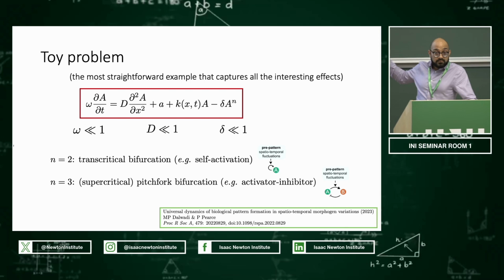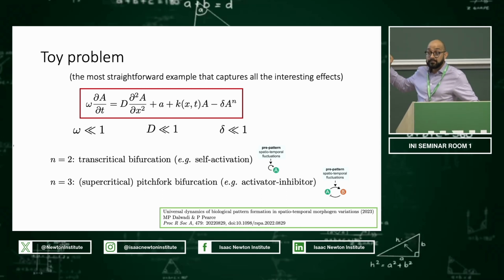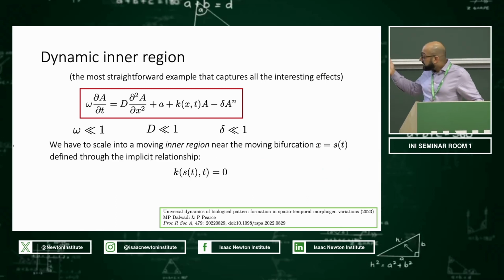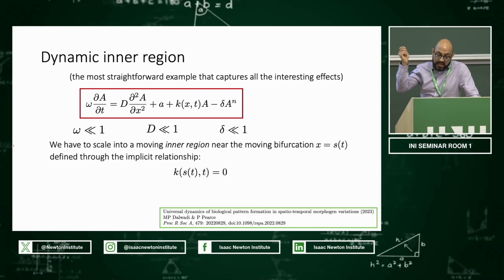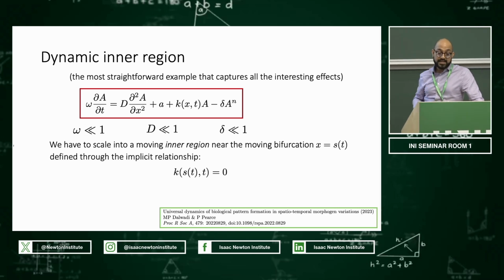But the key thing from what I'm about to do is that the universality of bifurcation means that any reaction diffusion pattern forming system that shares the same bifurcation type as this system, which is pitchfork or transcritical, will have the same robustness properties as we're going to learn from this system. And the way to derive these is to scale into this dynamic inner region around the moving bifurcation, essentially around the transition in solution behavior. And here the moving position of the bifurcation is defined implicitly at the point at which k is equal to 0, which, as I said, is where you transition from self-activating to self-decaying in the quasi-steady problem.